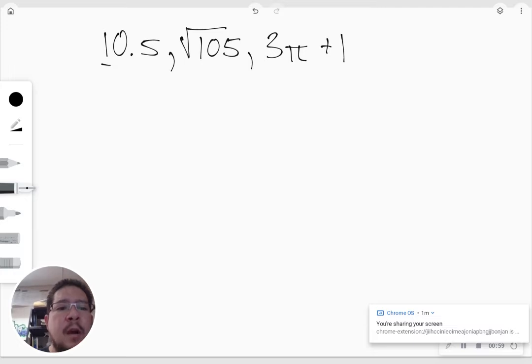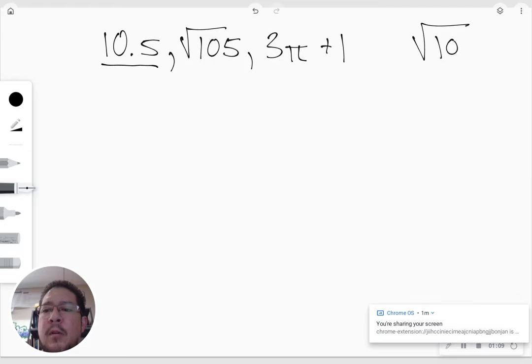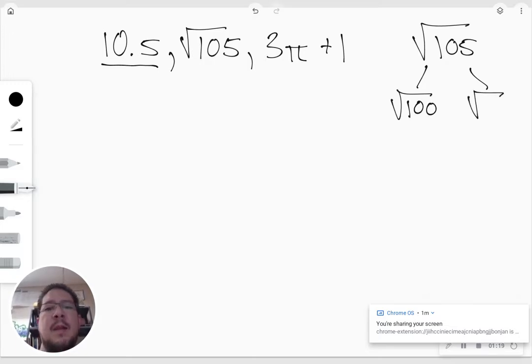Well, I know this is already in decimal form. I can leave that one the way it is. What about the square root of 105? Well, I know from 1.2 that the square root of 105 is between two perfect squares. I know that 10 times 10 is 100. So I'm going to go ahead and put in here the square root of 100. I also know that the next number up from 10 is 11. 11 times 11 is 121. So I know that my number's between 10 and 11.